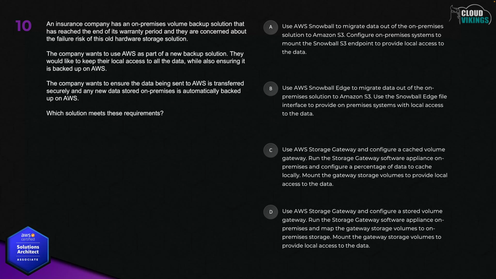C. Use AWS Storage Gateway to configure a cache volume gateway. Run the Storage Gateway software appliances on-premises and configure a percentage of the data to cache locally. Mount the gateway storage volumes to provide local access to the data. D. Use AWS Storage Gateway and configure a stored volume gateway. Run the Storage Gateway software appliances on-premises and map the gateway storage volumes to on-premises storage. Mount the gateway storage volumes to provide local access to the data.